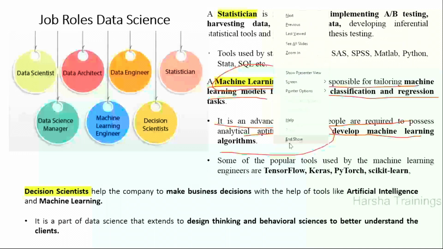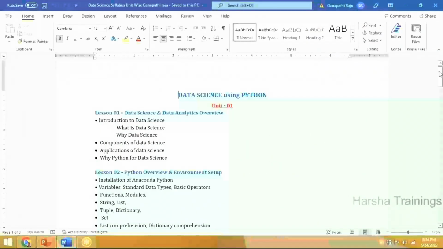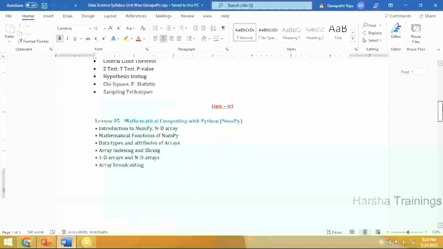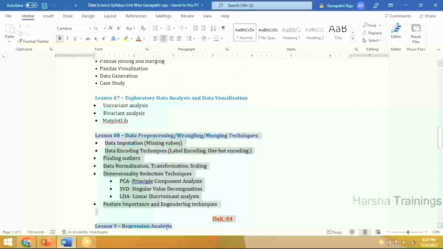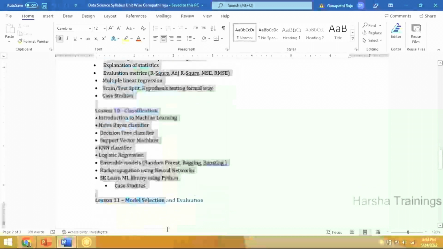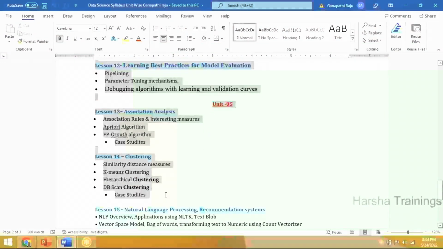Now, let me go to the syllabus for 2 minutes. Look at the syllabus. From chapter number 9 onwards, the entire thing is machine learning, chapters 8, 9, 10, 11, 12, 13. All of this is machine learning only. That means we will discuss machine learning for a minimum of 1 month.